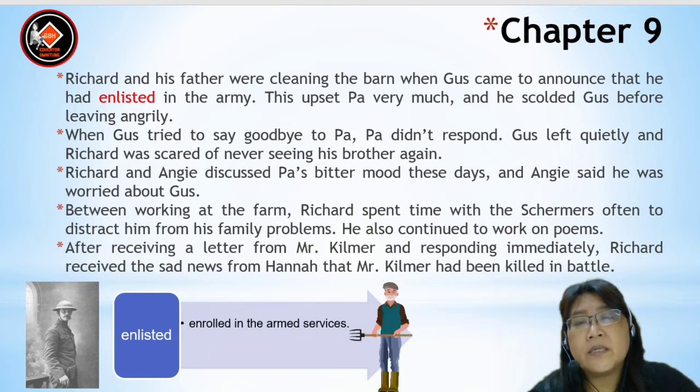Richard and Angie discussed Pa's bitter mood these days, and Angie said he was worried about Gus. Between working at the farm, Richard spent time with the Shermans often to distract him from his family problems. He also continued to work on poems.